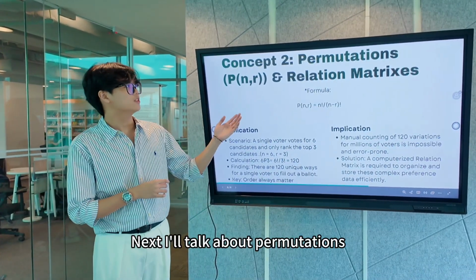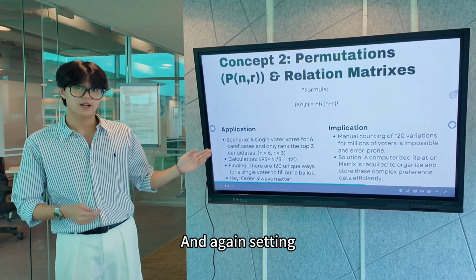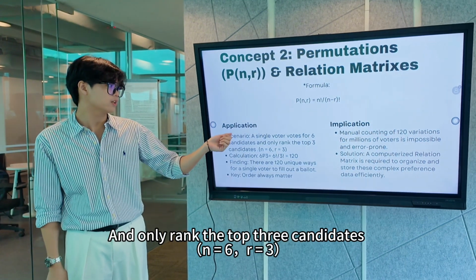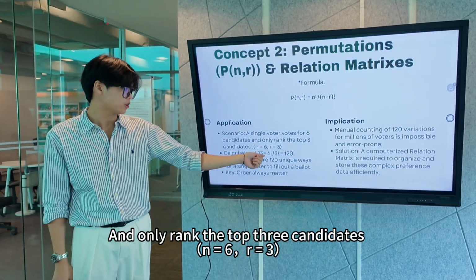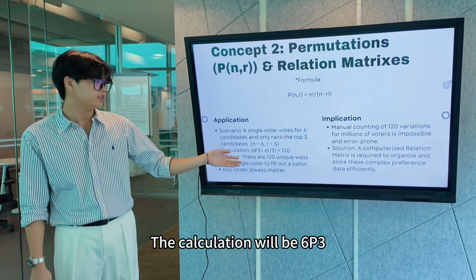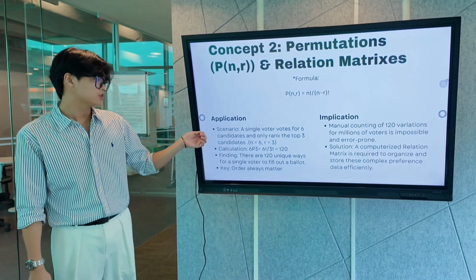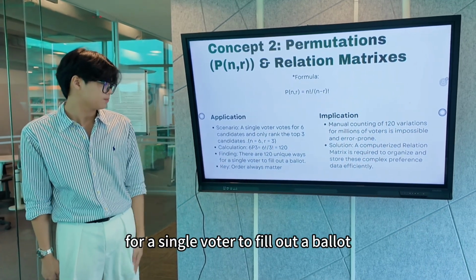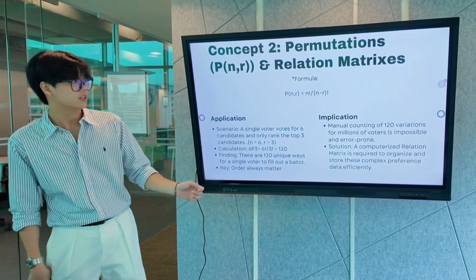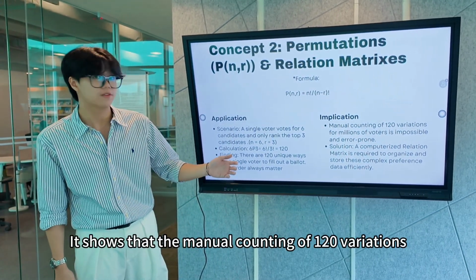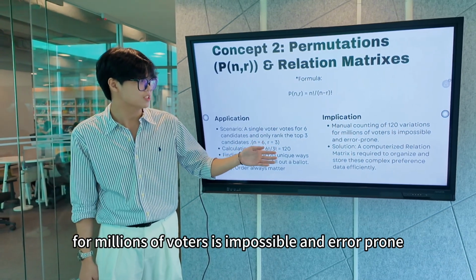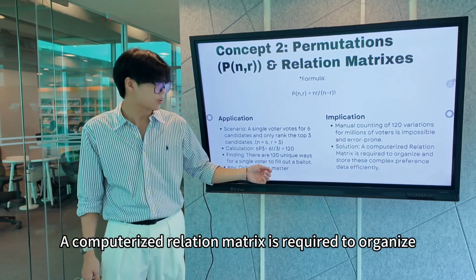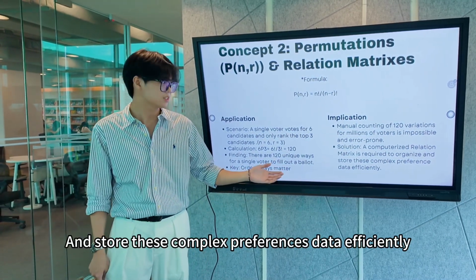Next, I'll talk about permutation. So here's the formula. Given a scenario where a single voter votes for 6 candidates and only ranks the top 3 candidates, where n equals 6 and r equals 3, the calculation will be 6P3, which gives 120. So this shows that there are 120 unique ways for a single voter to fill out a ballot, and the key is order always matters. As for the implication, manual counting of 120 variations for millions of voters is impossible and error-prone. The solution is that a computerized relation matrix is required to organize and store these complex preference data efficiently.